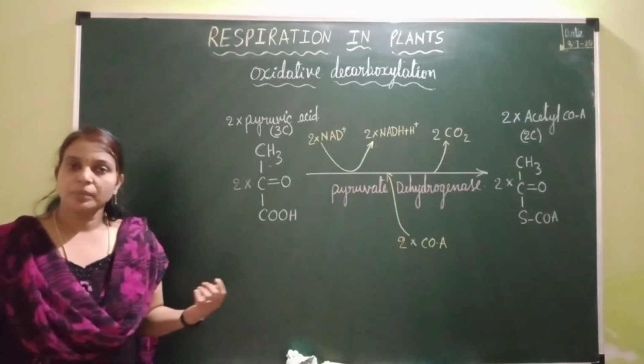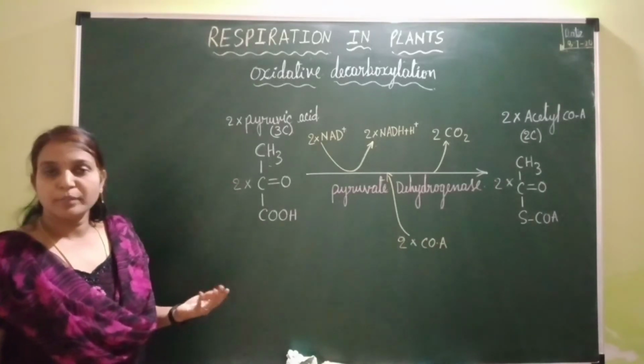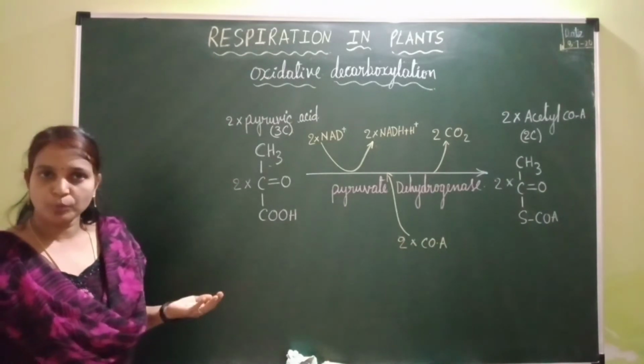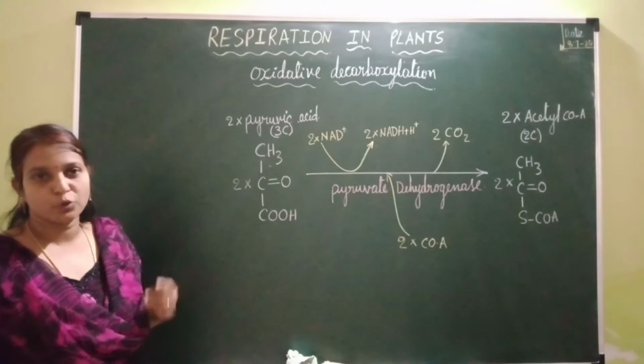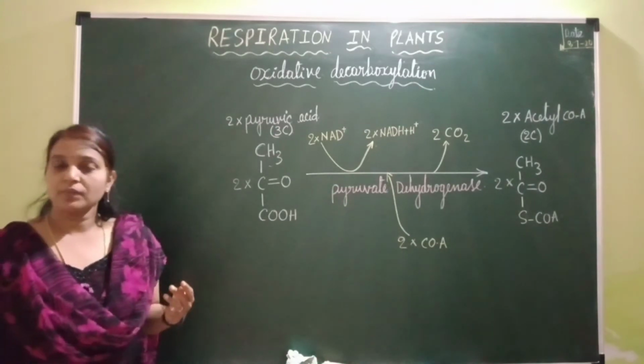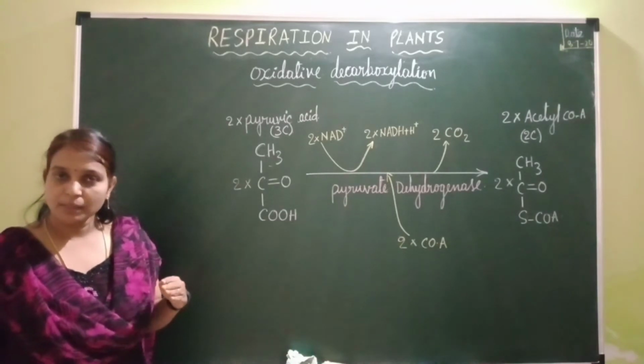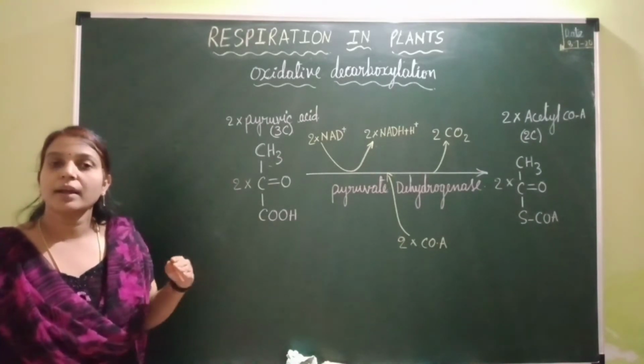Hello students, in the previous lecture I completed fermentation, that is anaerobic respiration, and we also studied the output or balance sheet of anaerobic respiration. Now let's start with aerobic respiration. Aerobic respiration occurs in three steps. They are glycolysis, Krebs cycle and ETS.